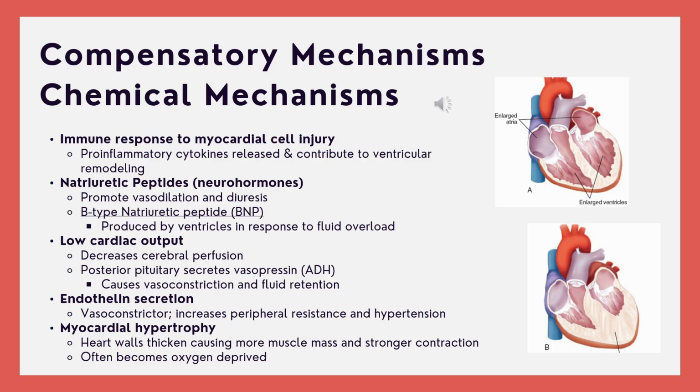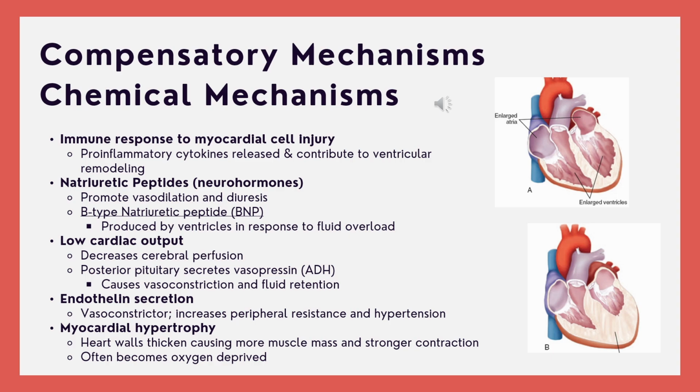Second, we have natriuretic peptides or neurohormones. So these hormones are the body's natural response to fluid overload. And the most significant one in heart failure is the B-type natriuretic peptide, or BNP, which is released by the ventricles whenever they stretch due to that excess fluid. So BNP works to promote vasodilation, which is going to reduce our afterload, and it also is going to help to increase diuresis by encouraging sodium and water loss. So a BNP level is what we draw in clinical practice to help assess the severity of heart failure. And we'll talk a little bit more about that here in just a little bit.